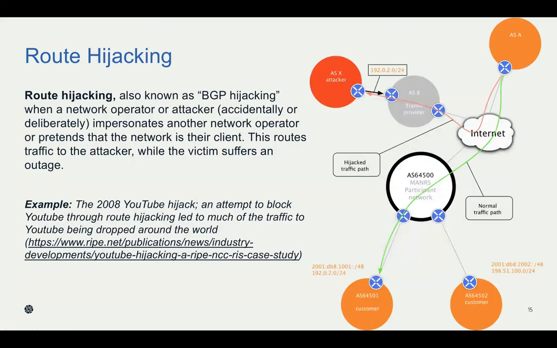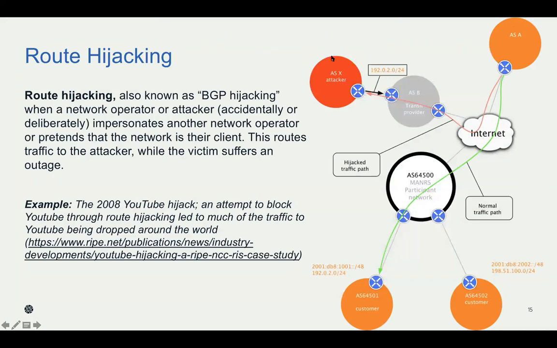So very quickly, let's go through the types of routing incidents. That's what I called route hijack. And you see here, this is the normal path. If network A announces its prefix to the internet, and then the customer through their provider gets this prefix, the traffic flows in a normal way.